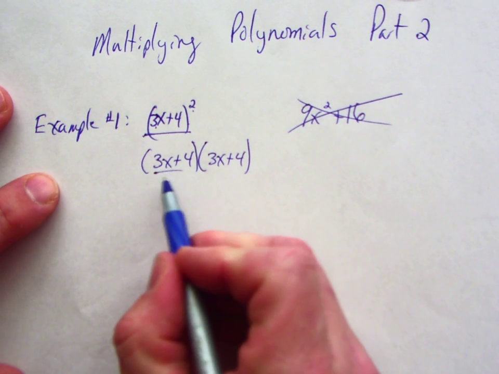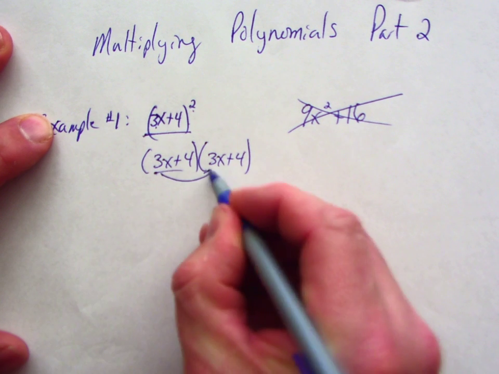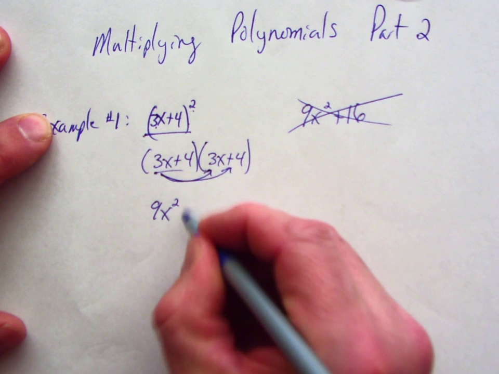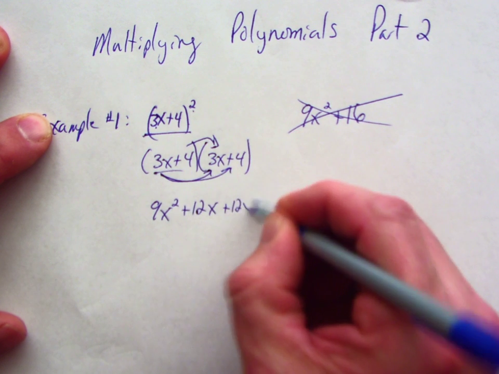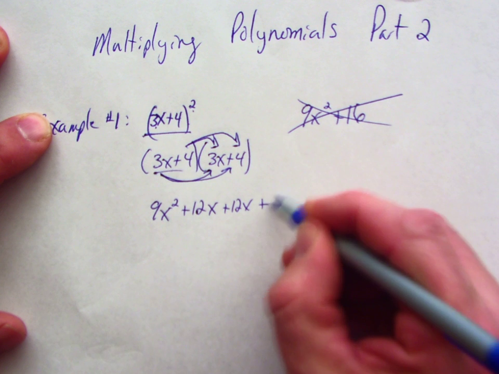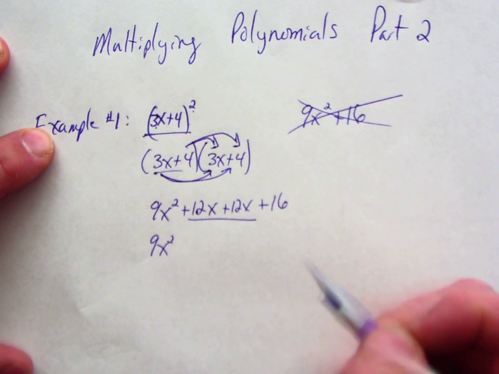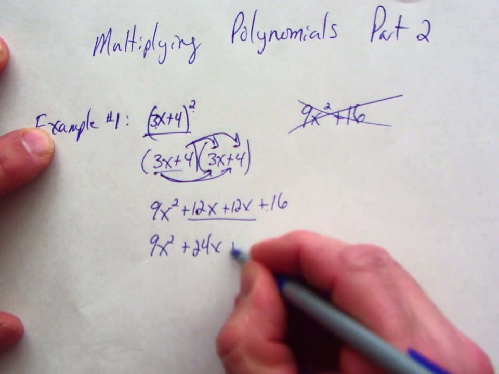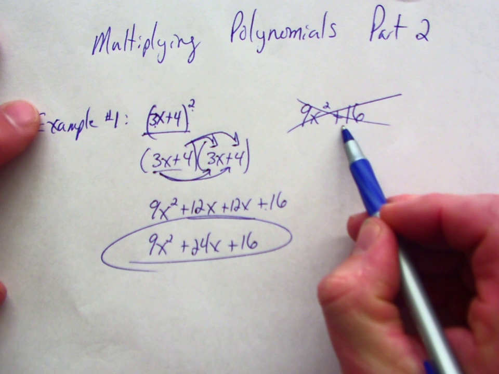Right? Because look here, I got the FOIL. So 3x times 3x is 9x squared. 3x times 4 is 12x. 4 times 3x is 12x. And 4 times 4 is 16. Combine like terms. 12x and 12x is 24x plus 16. And now you're done. See here, you will be missing a term.